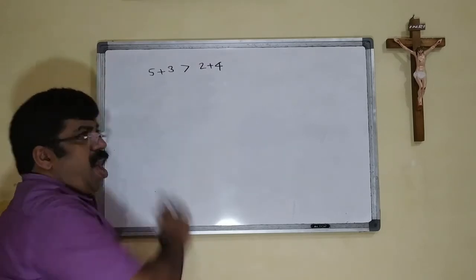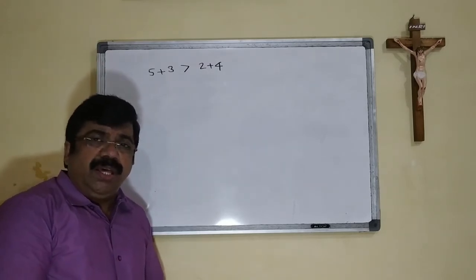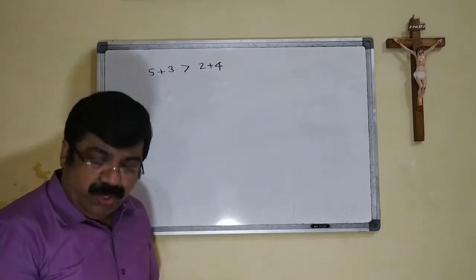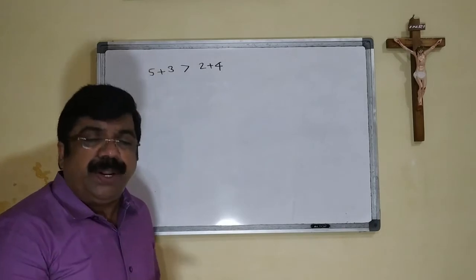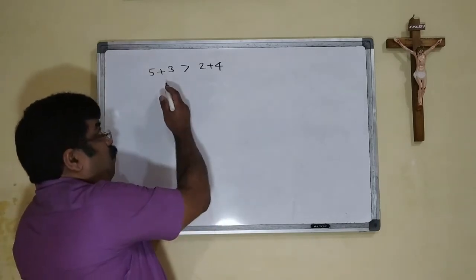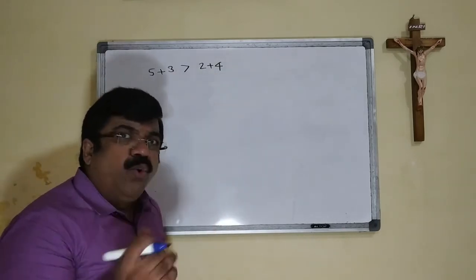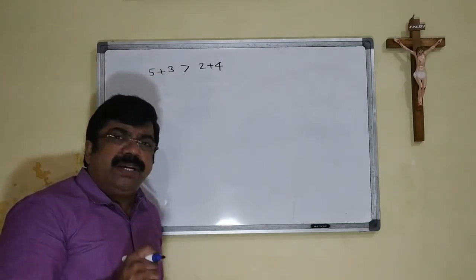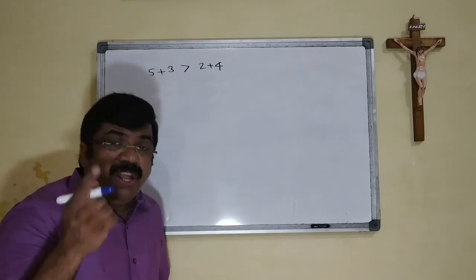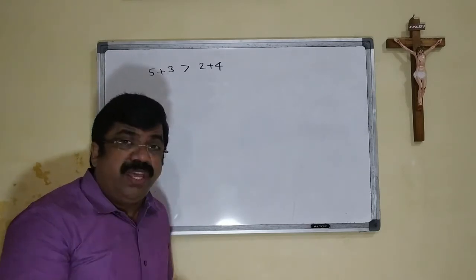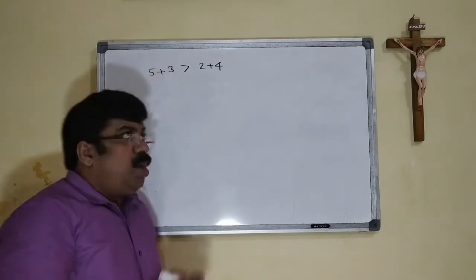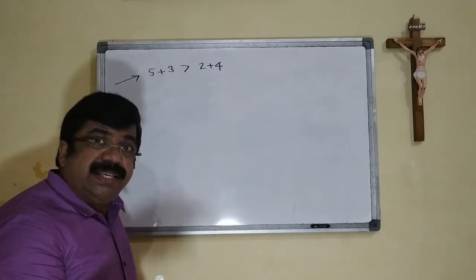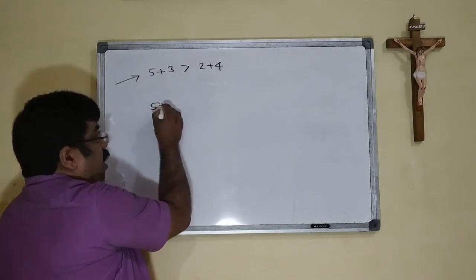See, we have 5 plus 3 greater than 2 plus 1. So how do they execute? That is our question. Which operators have higher priority? As I said just now, the arithmetical operator, the plus symbol, will definitely have priority over the greater than symbol. So this expression will be evaluated as 5 plus 3 first.